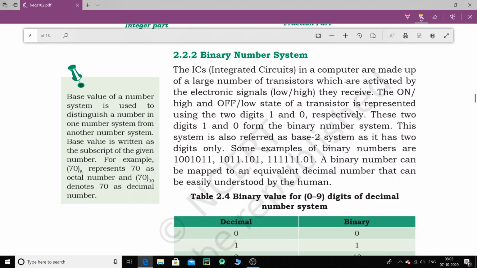ICs in a computer are made up of a large number of transistors which are activated by electronic signals. What signals? Low and high, so on or off. Low is for off, and high is for on. That is what they said. The on and off, that is, the high and low states of the transistors, are represented using the two digits 1 and 0.